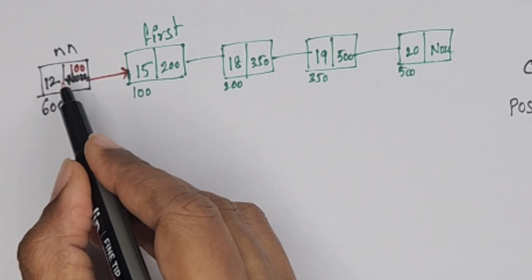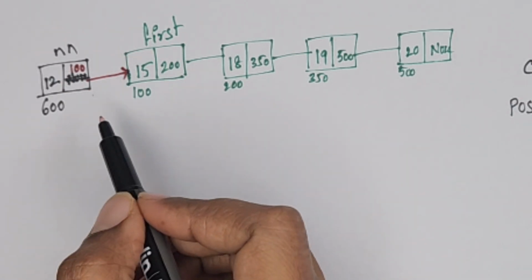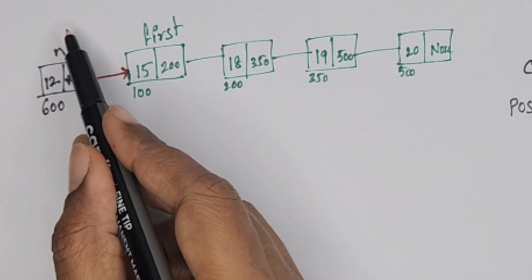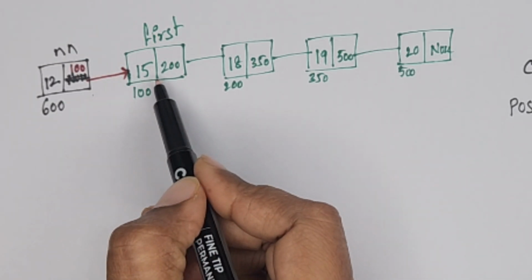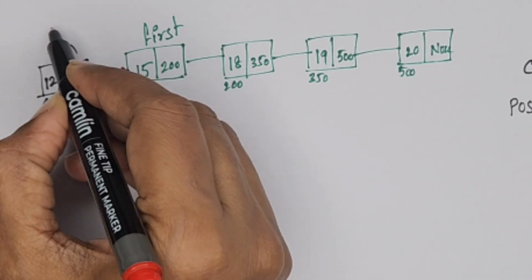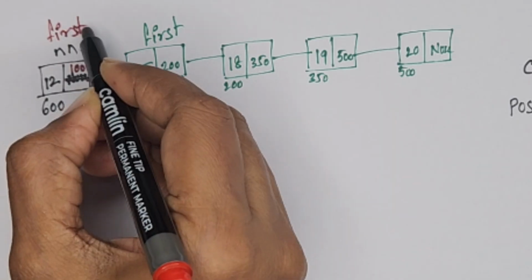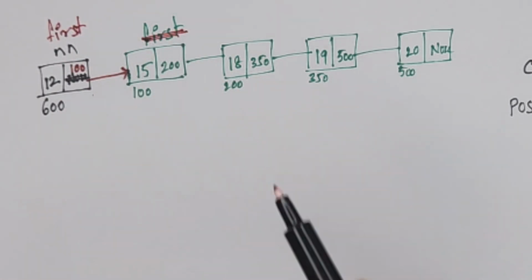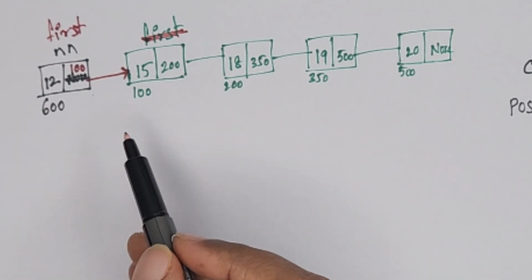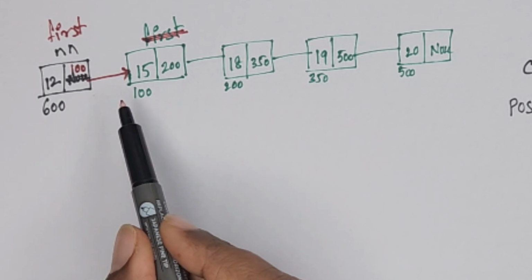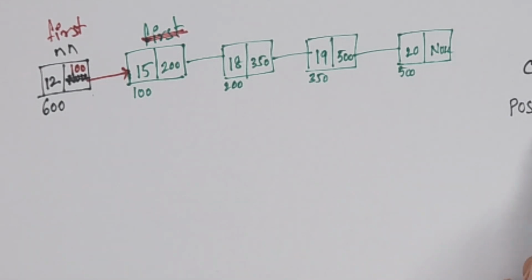If you add a new node before first, which one becomes the first node? New node becomes the first node. Now the old one becomes the second node. So now new node is assigned to first. Now first is 600, not 100. Okay, like this easily we can add one new node at position 1.